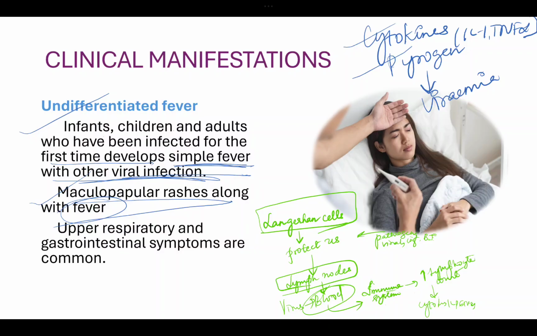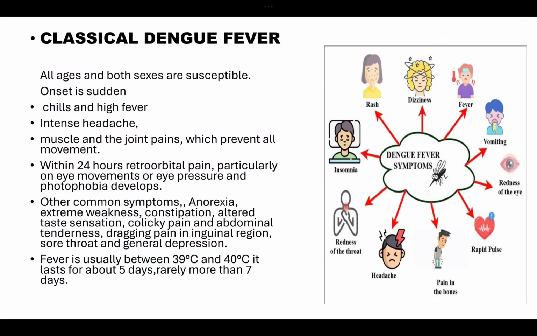Okay, and we can see the viremia occurring. Upper respiratory symptoms are seen. Gastrointestinal symptoms are common. Next, classical dengue fever. All ages and both sexes are susceptible. It affects all ages, that is children, middle aged people, elderly people, young persons, everyone is affected, and both the sexes, male and female, are susceptible. The onset of dengue fever is sudden.